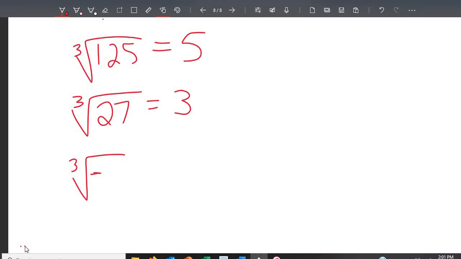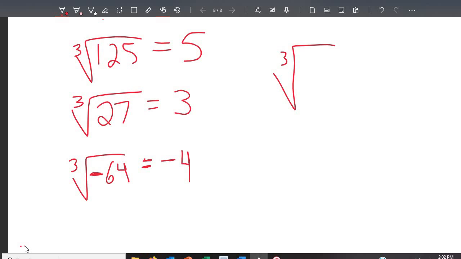You can have a negative sign under a cube root symbol, and it will be a negative. If your root is odd, if the index is odd, you can have a negative number under the root. So looking at this one, the cube root, not square root, the odd root, what number times itself 3 times equals 64? 4 times 4 times 4. So this would be negative 64.